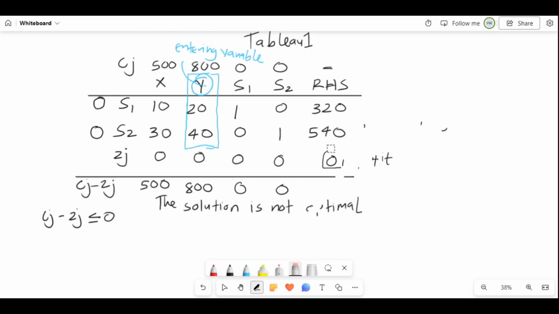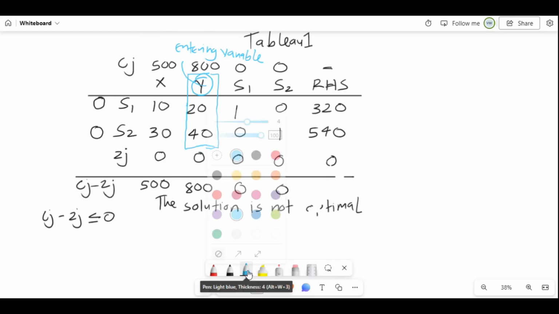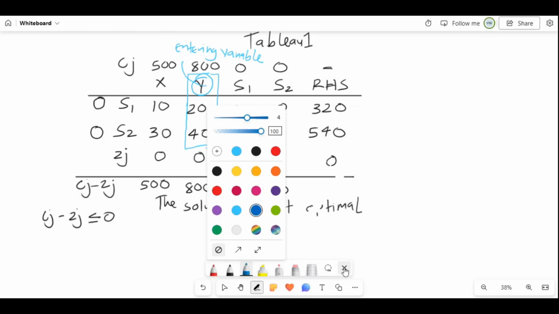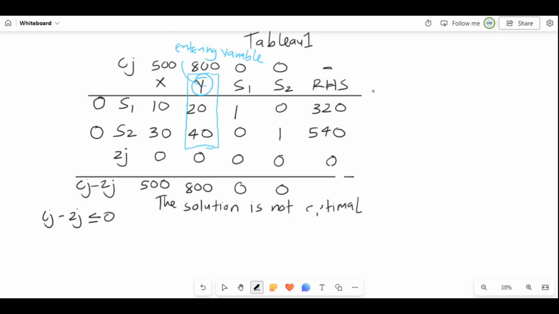This one was just meant to explain that this is actually a profit, so we don't need this. So if I want to get the pivot row, then I'll develop a ratio, and this is how our ratio will be. I'll take the right-hand side values. I divide by the coefficient in the pivot row.